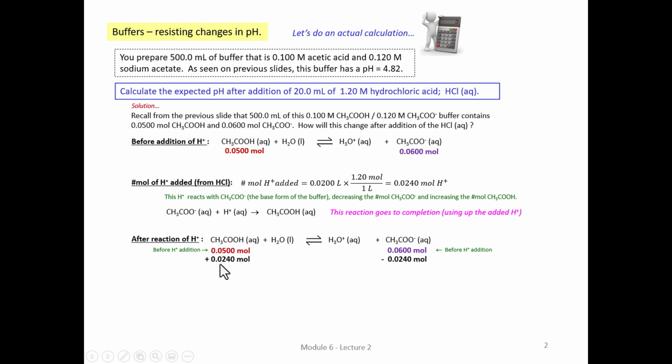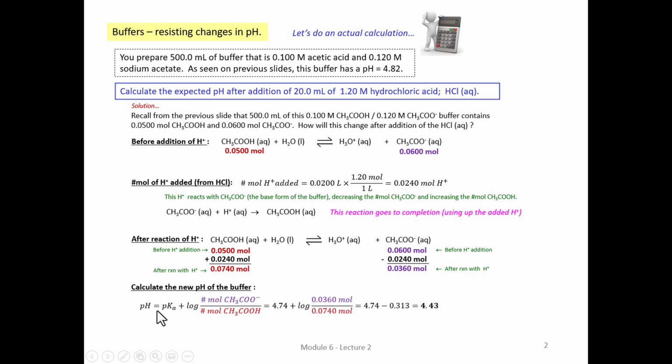And on the other side, the number of moles of acetic acid, the acid form that we have, is going to go up by the number of moles of H plus that we've added. So after reaction with H plus, we have 0.0360 moles of the base form, acetate, remaining. We have 0.0740 moles of the acid form, acetic acid now, because we've gained 0.0240 moles from the reaction of the acetate with the hydrogen ion. So now we can calculate the new pH of the buffer using these new number of moles of acetate and acetic acid after reaction with H plus.